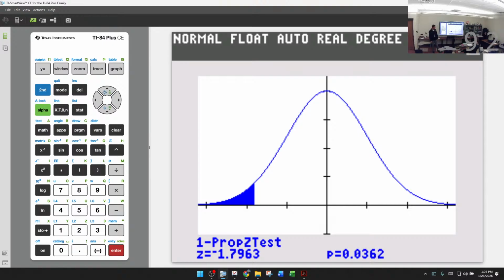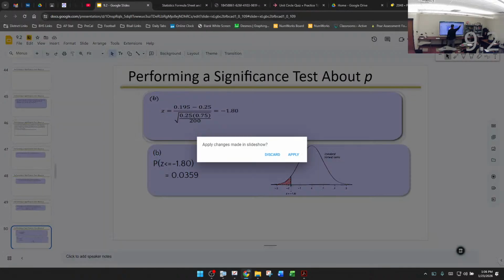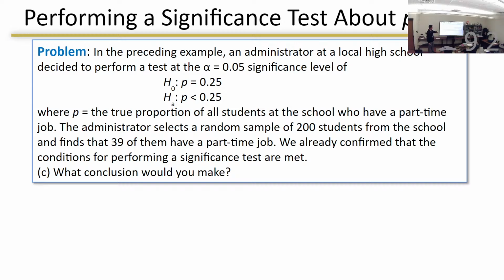It shows me it's far enough away. It's close though, right? 0.03. That's not a whole lot of evidence, but it's enough with alpha being 0.05. Now, if alpha was 0.01, I can't reject it. Kind of see that, right? So that matters. Alpha matters on some of these questions. Sometimes it doesn't. Going back, slideshow, apply, slideshow, click, click, click.